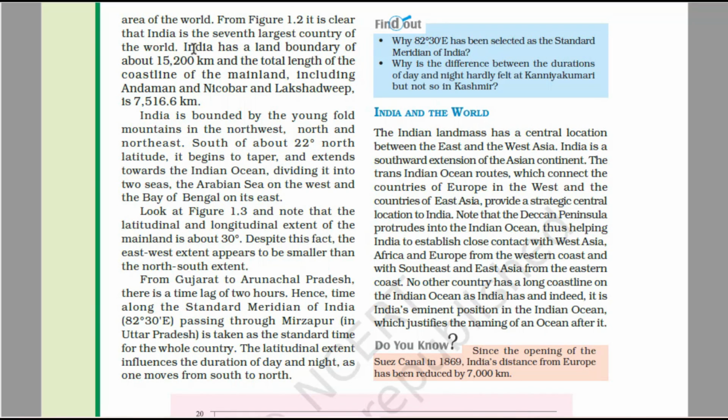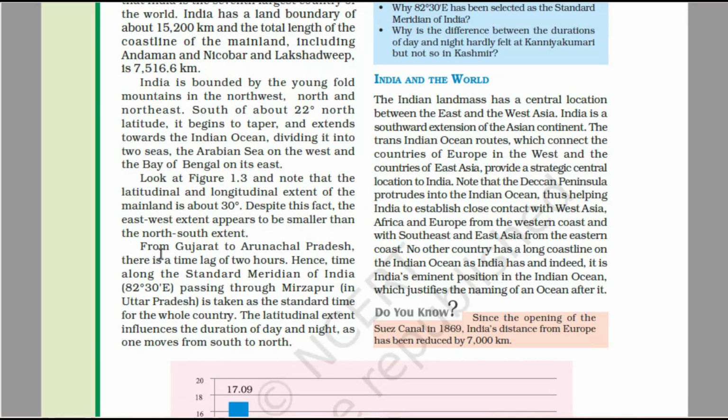Now, some main points that we have to understand: India has a land boundary of about 15,200 kilometers, and the total length of the coastline of the mainland including Andaman and Nicobar and Lakshadweep is 7,516.6 kilometers. Now our next point is time.